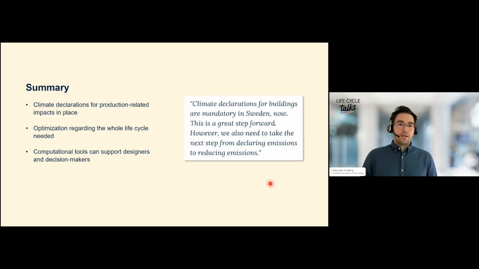To summarize, I think the climate declarations are great as a start. They're in place, but they only look at the production-related impacts. So to go one step further, we need optimization of the whole life cycle. And I think one promising approach is to use computational tools that can support designers and decision makers. I hope I could give you a small glimpse into this, but there are many more options.